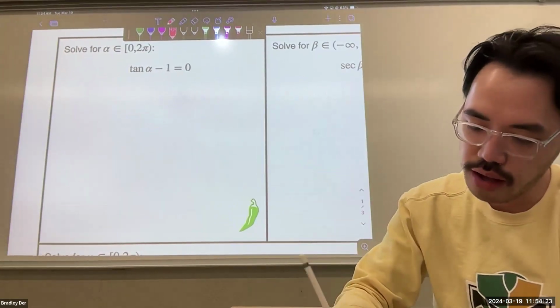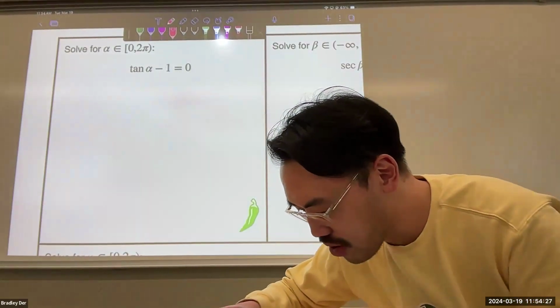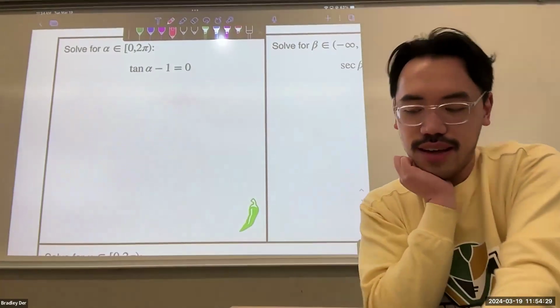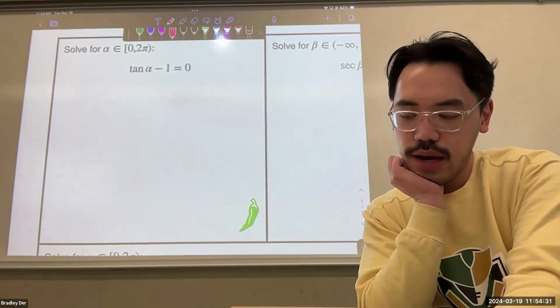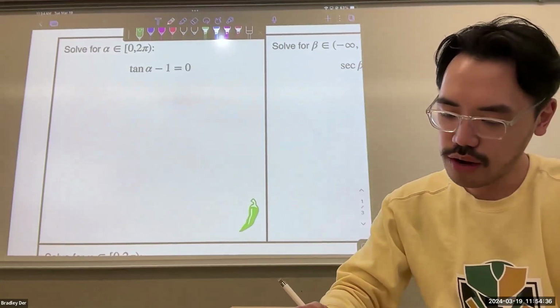So we're solving for alpha between, oh God, when it rains, it pours. Can't get anything to work. Give me a sec, and I'm going to see if my Apple Pencil will reconnect. Fingers crossed. Hey, there we go.